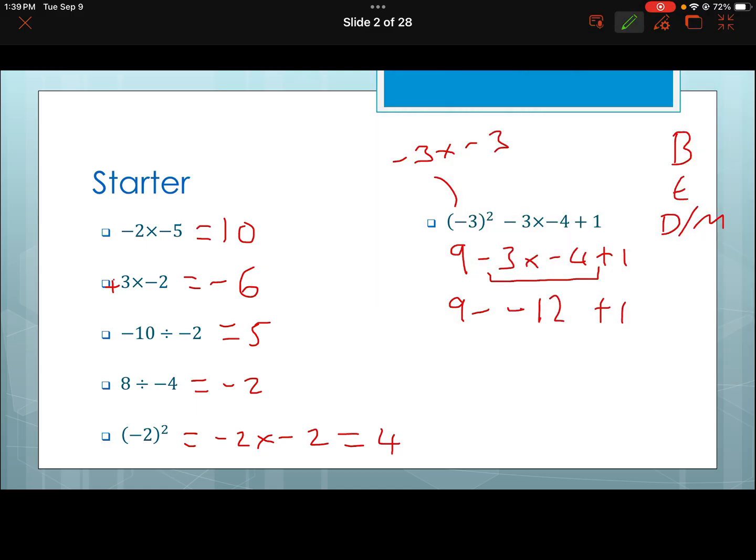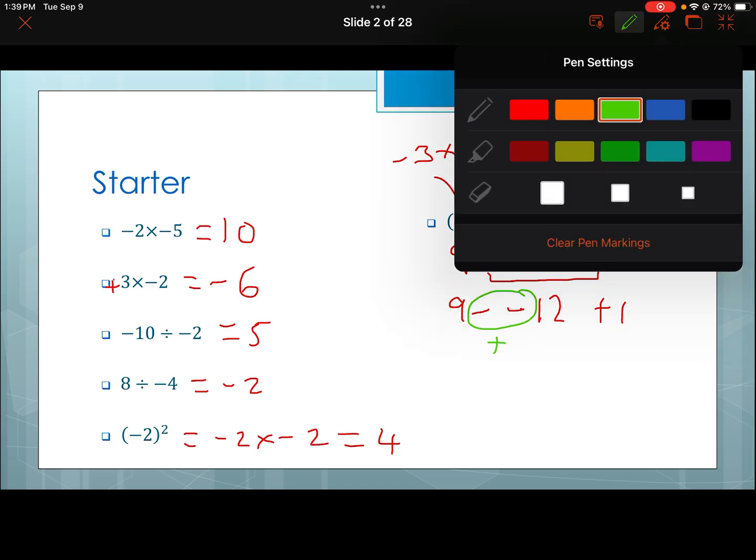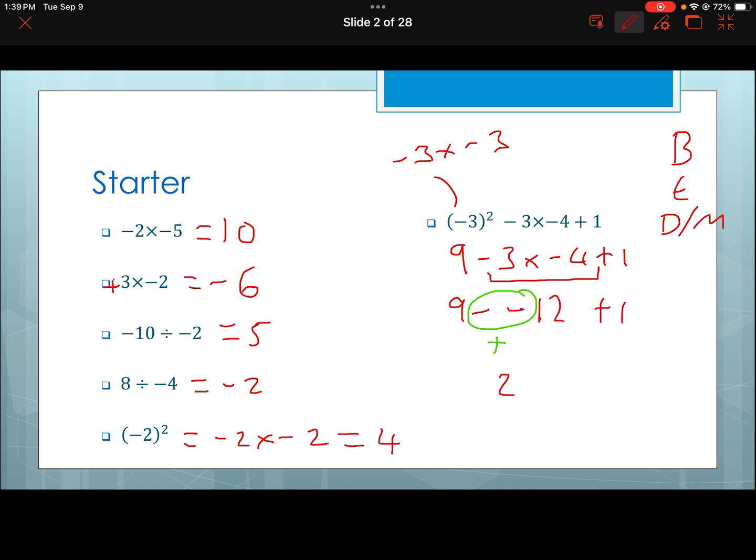Then we had a big speech about how if I'm doing a subtraction of a negative, I'm technically just doing a plus. So it's going to be 9 plus 12, which is 21, plus 1, which is 22. And there's my answer. If you got 22 for that, well done. That was not an easy question.